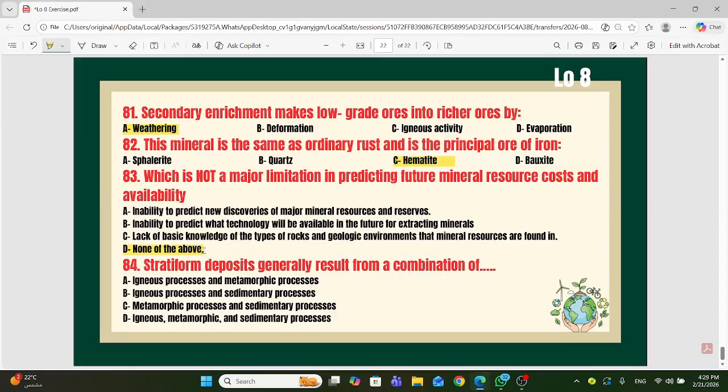Stratiform deposits generally result from a combination of igneous process and metamorphic process, or igneous process and sedimentary process, or metamorphic process and sedimentary process, or igneous, metamorphic and sedimentary process? No, igneous process and sedimentary process.